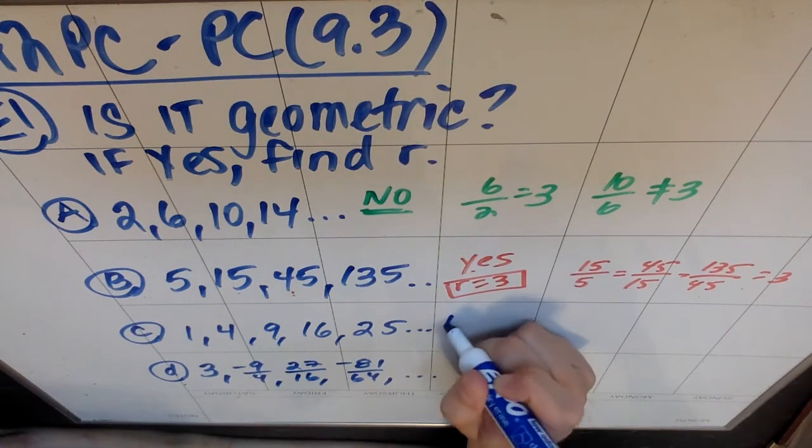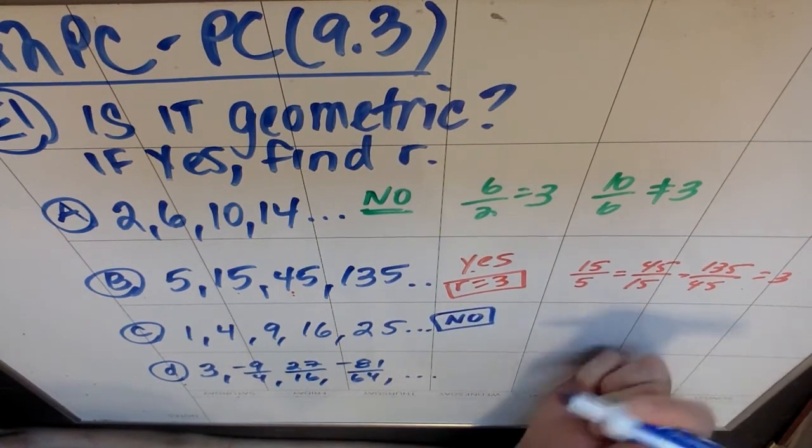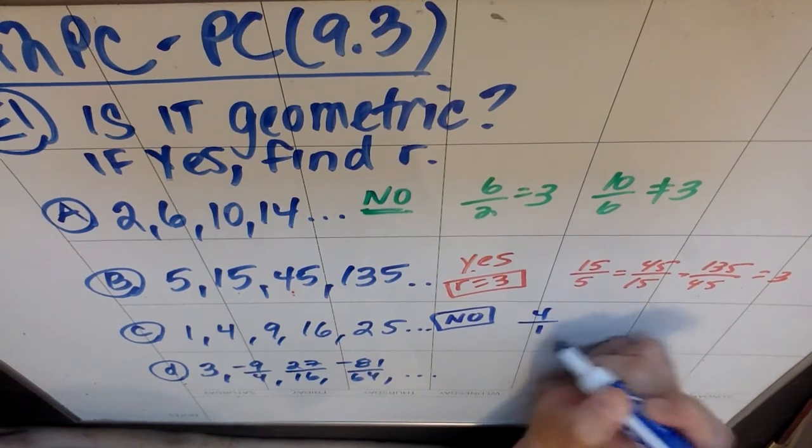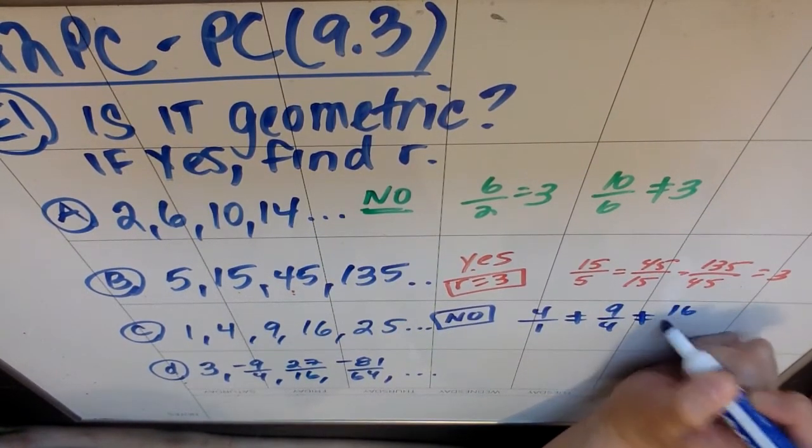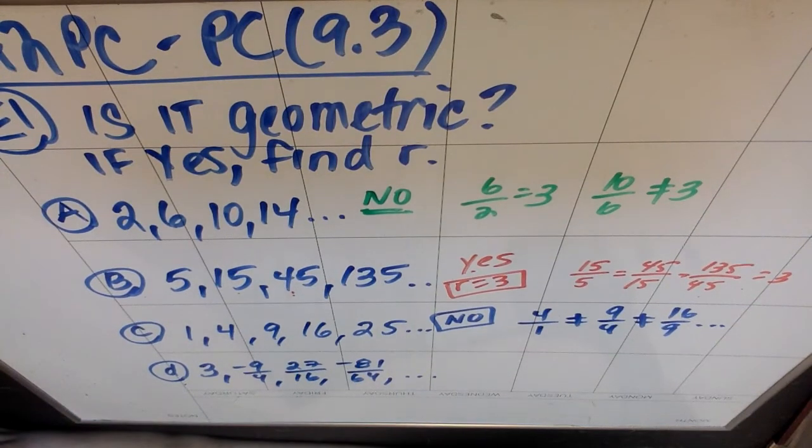Again, you can show it in a mathier way if you want by showing that 4 over 1 is not the same as 9 over 4, which is not the same as 16 over 9, etc. That's fine. The thing to notice, as we've seen previously, is that just because something is a pattern doesn't mean it's geometric. You can definitely see the next number in this sequence, but being a pattern doesn't mean you are a special kind of pattern, right? Geometric is a special kind of pattern.